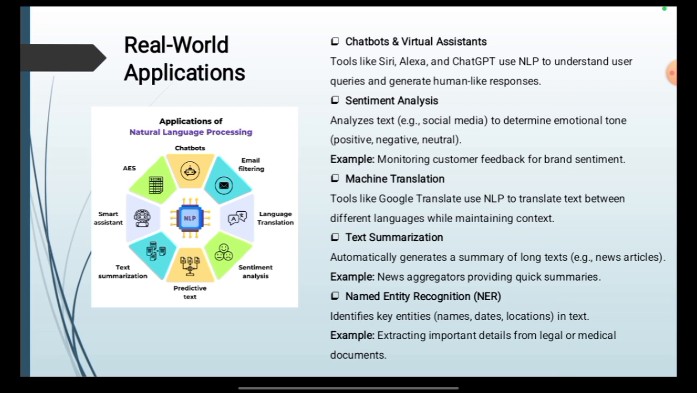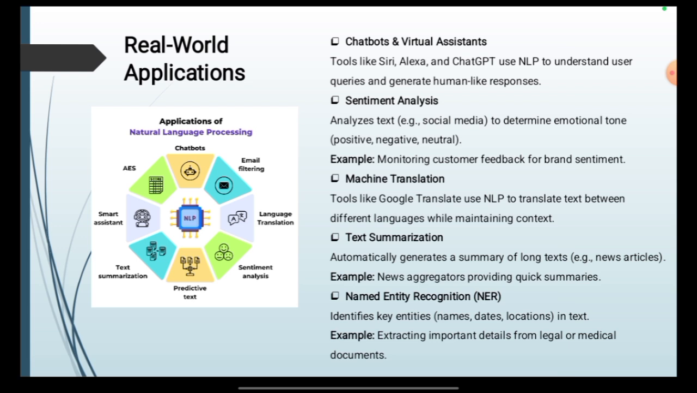Text summarization. Automatically generates a summary of long texts. Example, news articles. Example, news aggregators providing quick summaries. Named entity recognition (NER) identifies key entities, names, dates, locations in text. Example, extracting important details from legal or medical documents.